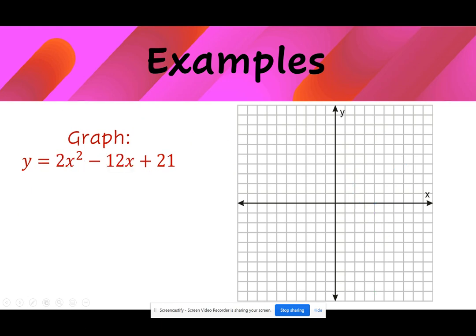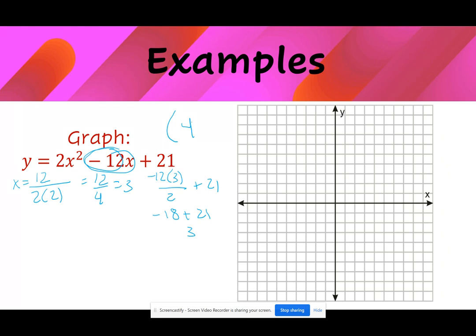So let's look at this one. We're going to solve this one the same way. So to find our vertex, you do x equals negative b. So opposite sign of b is positive 12 over 2 times a, which is 2 here. So we get 12 divided by 4 gives us 3. Then I'm going to plug that back into our bx over 2 plus c. Negative 12 times 3, divided by 2, plus 21, gives us negative 18 plus 21 is positive 3, so our vertex is 3, 3.